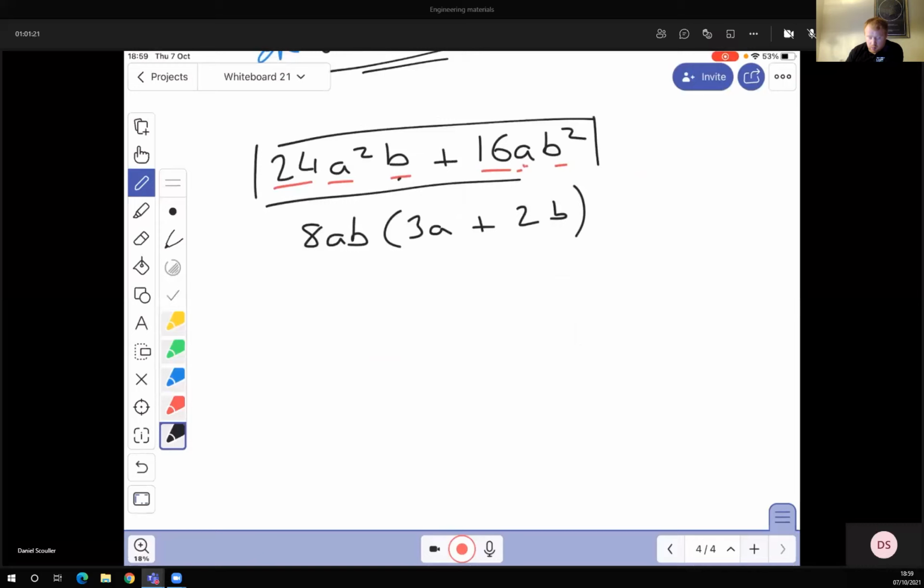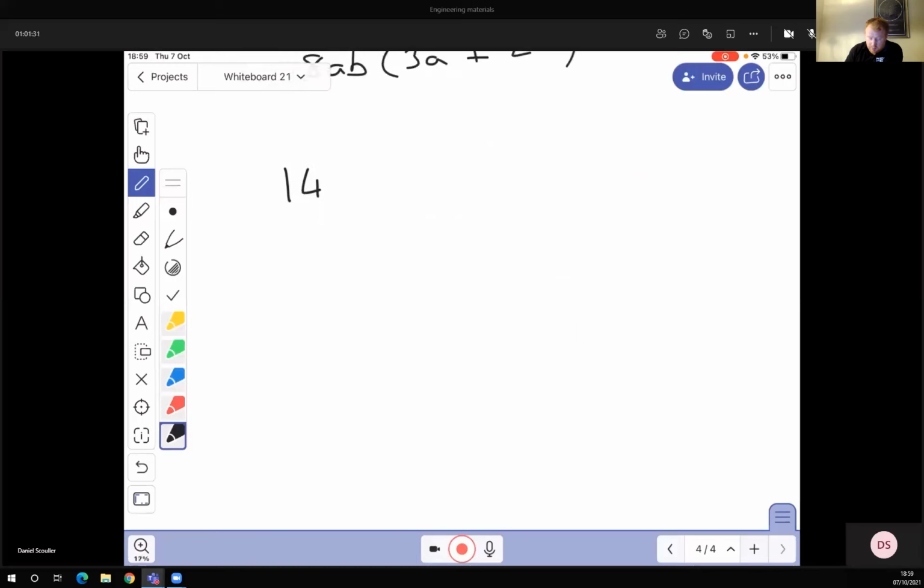So just one more to look at the powers, just so we're comfortable with the powers and different indices. I'll move that out of the way so we don't get confused by it. I have 14x cubed plus 21x squared. What we can do is take the common factor for both these numbers.